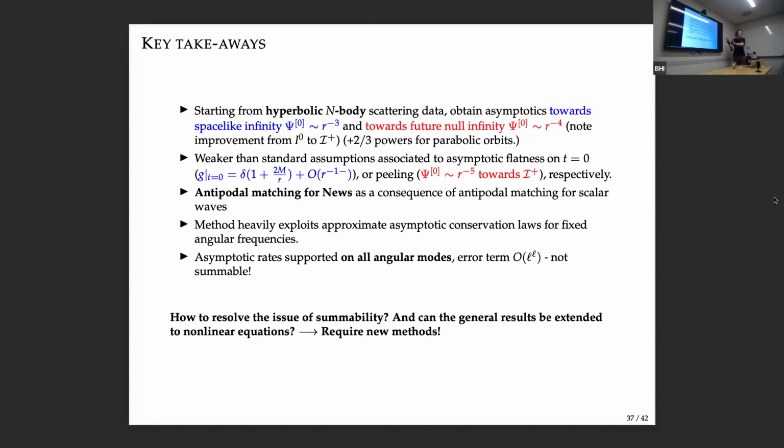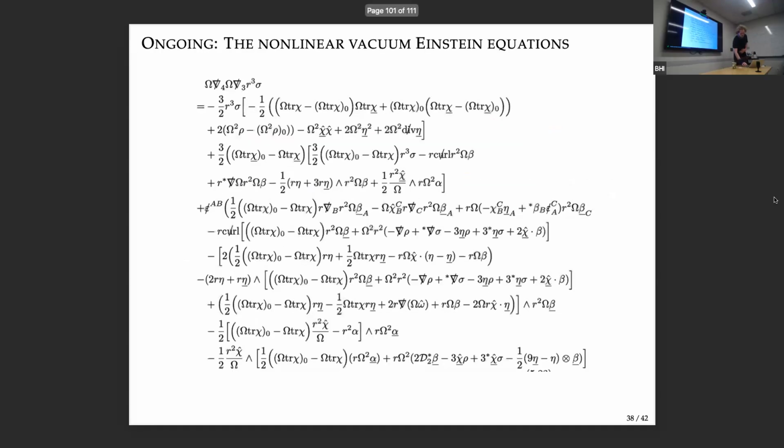Now, the downside here is that I always just talk about fixed angular modes. And if you keep track of the error terms that I'm always writing as dot dots, they will go like L to the L. So even for smooth initial data, this is not summable. And I haven't told you anything about how to treat nonlinearities. So we require something new, because if you look at the actual Einstein vacuum equations, the Regge-Wheeler equation is the simple one, right? Yeah, yeah. Really, only these two terms correspond to the linear part in Schwarzschild. All the others are nonlinear. So that sucks. So we need something quite robust.